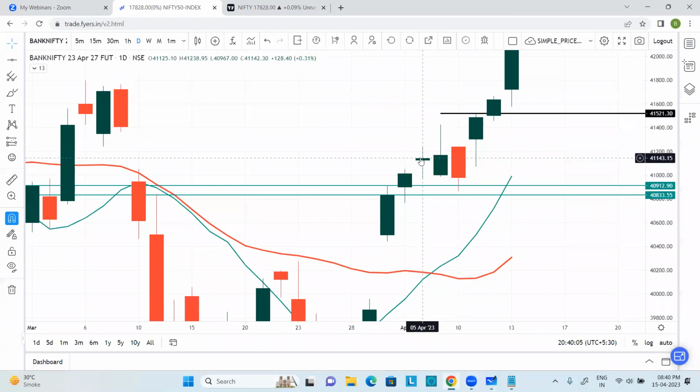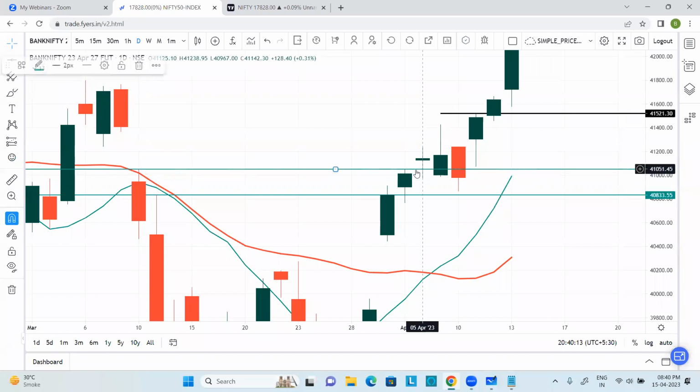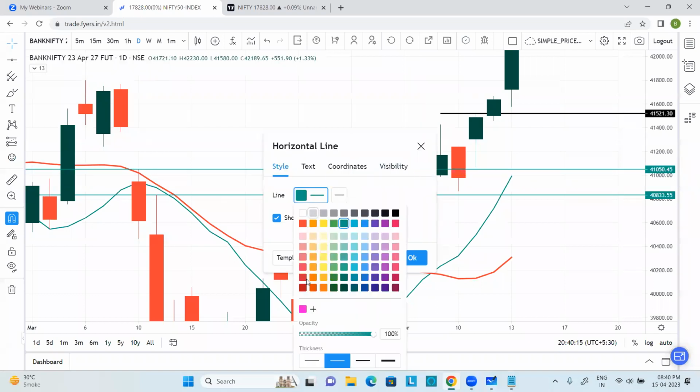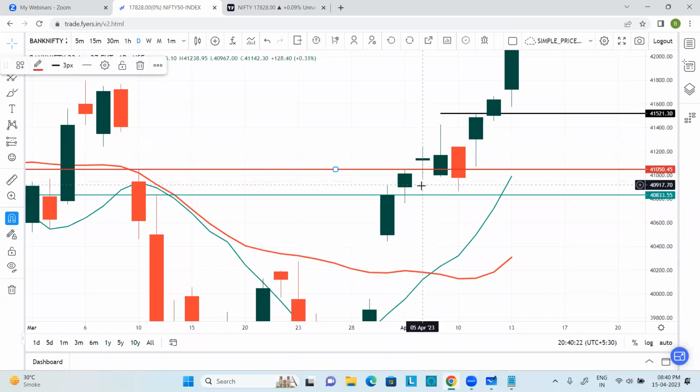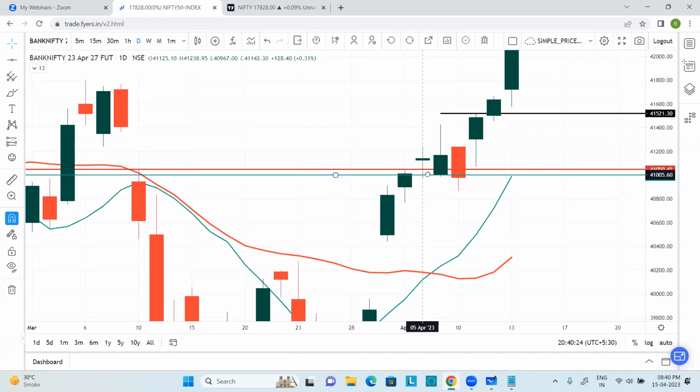See, this day also you can see it gap up opened here, and it has given a pullback. Look at this also. I will change the color if you need. I will make it red, it looks nicer. And this is the closing.